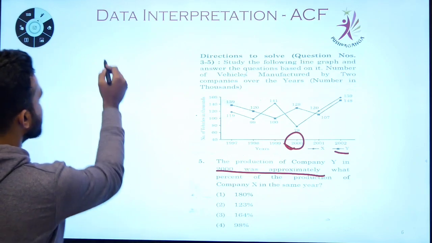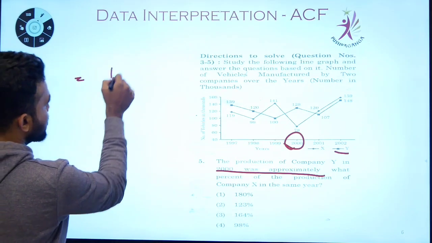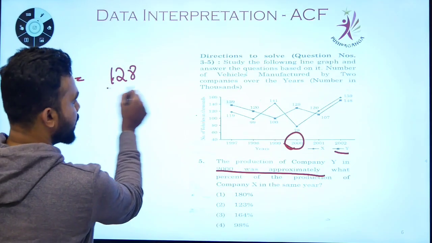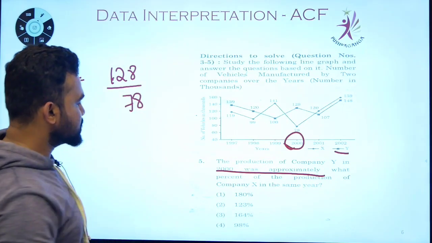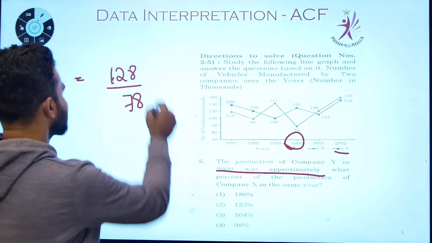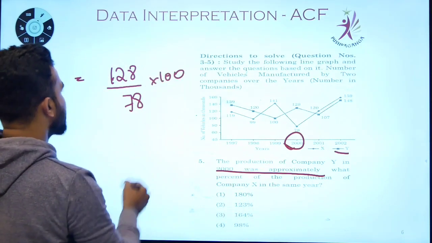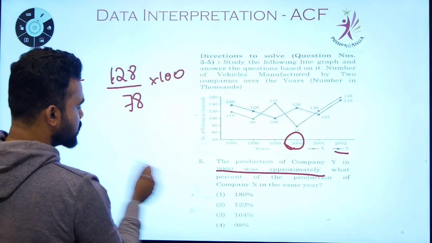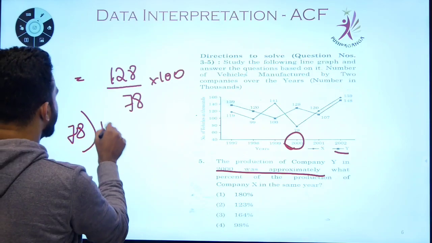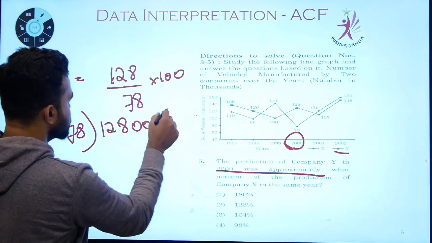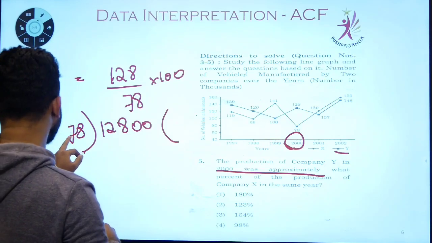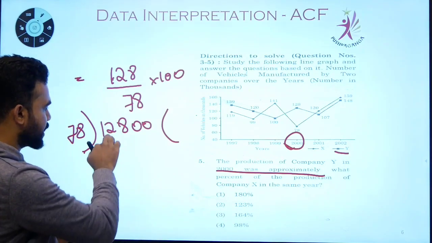So this is nothing but, for the same year 2000, 128 divided by 78. Since he is asking approximately what percent, we multiply by 100. So now we'll go with the nearest answer. This is nothing but 78 divided by 128, with two zeros. So we go with the nearest answer to 78 over 128.